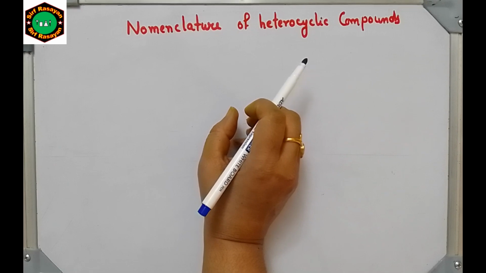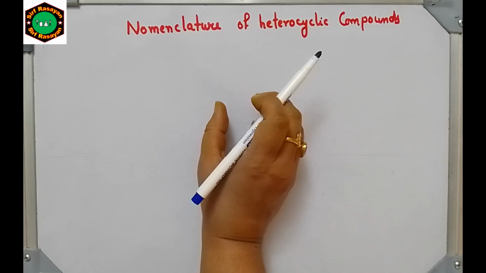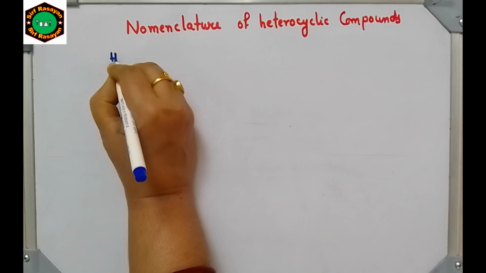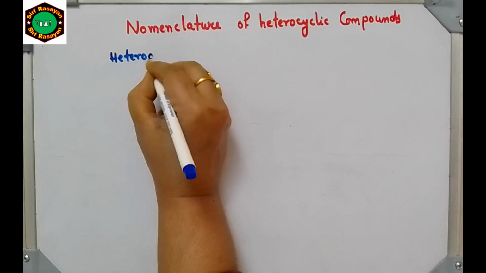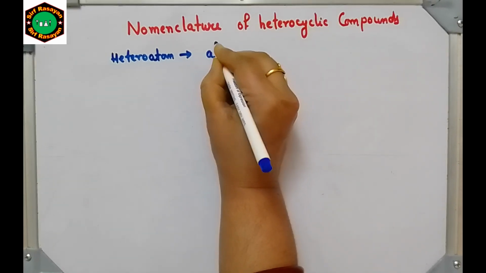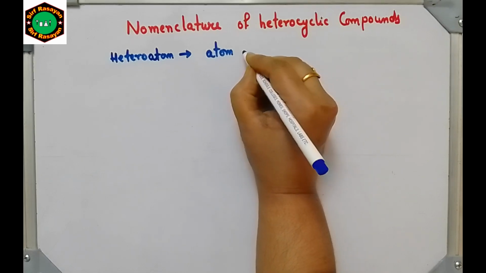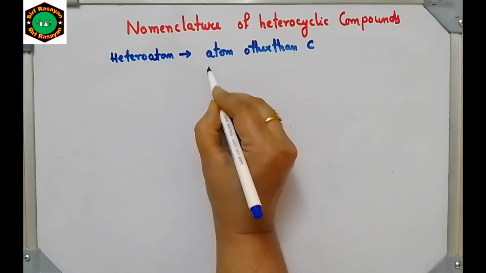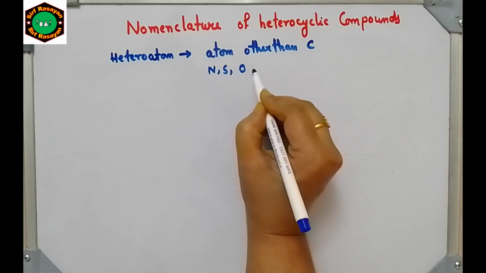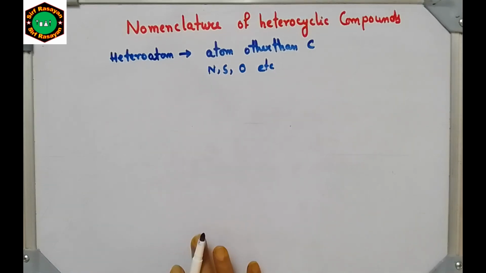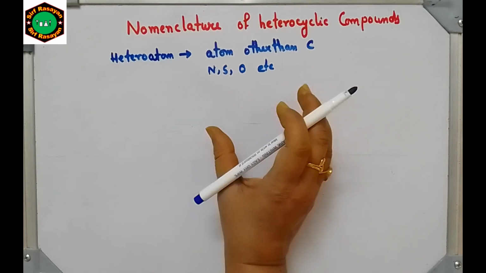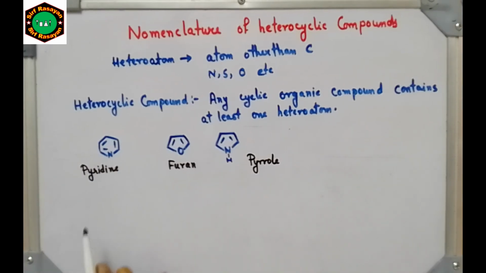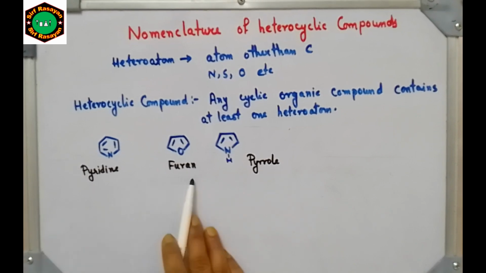So what are heterocyclic compounds? If in any cyclic organic compound, there is at least one heteroatom. Heteroatom means atom other than carbon, for example, nitrogen, sulfur, oxygen, etc. So if in any cyclic organic compound there is at least one heteroatom in the ring, it is called a heterocyclic compound. Examples of some heterocyclic compounds are pyridine, furan, pyrrole, etc.